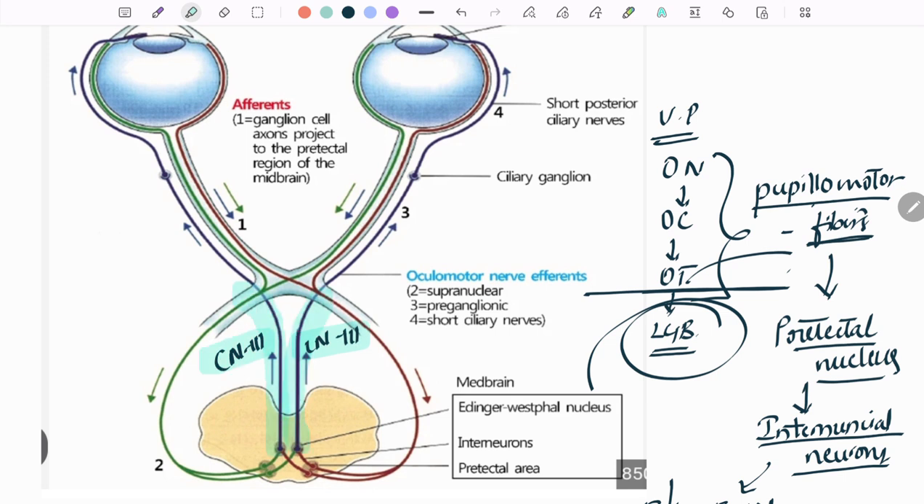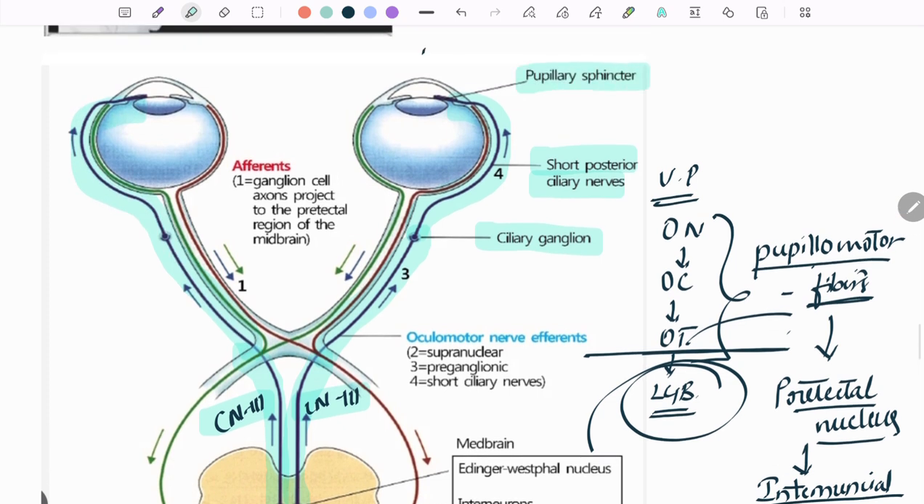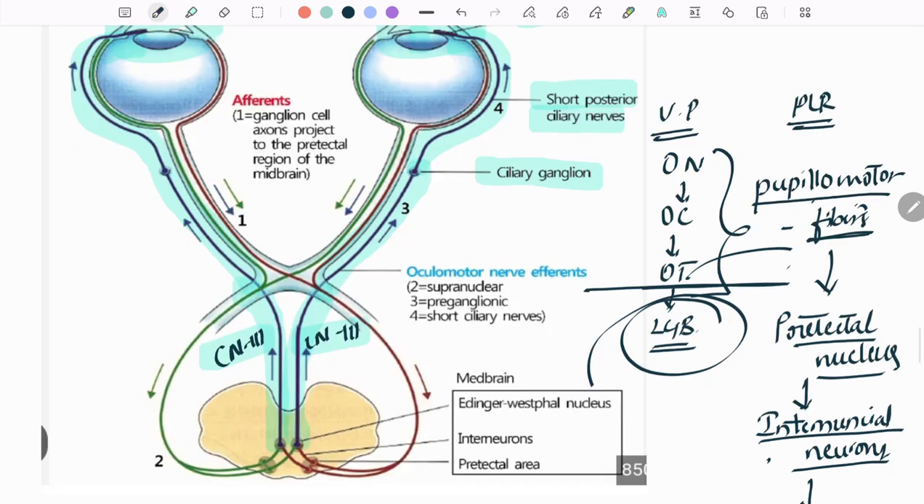So in this way, from the Edinger Westphal nucleus, both the cranial nerves are stimulated, and they reach the ciliary ganglion, and from the ciliary ganglion short posterior ciliary nerves arise, and they stimulate the sphincter pupillae, which causes the constriction of the pupil in the same eye as well as the opposite eye. So I hope the concept is crystal clear.